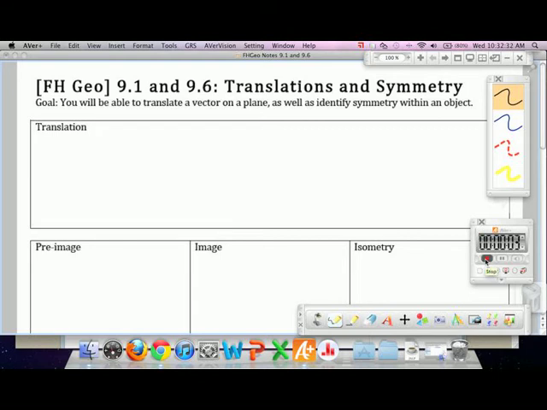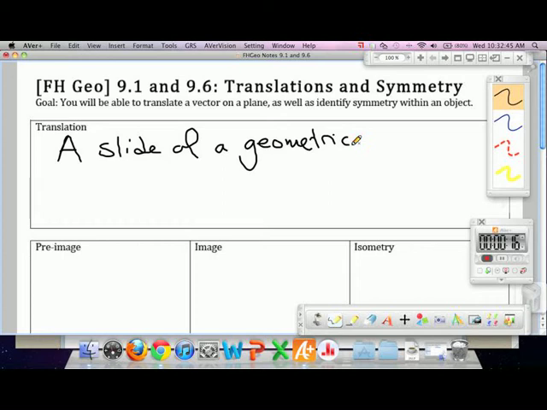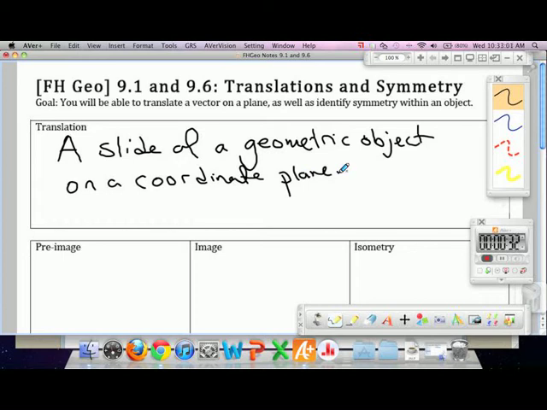A translation we'll define very non-formally as a slide of a geometric object on a coordinate plane. Is a translation. Sliding it, cut and paste, if you want to think of it even less formally.